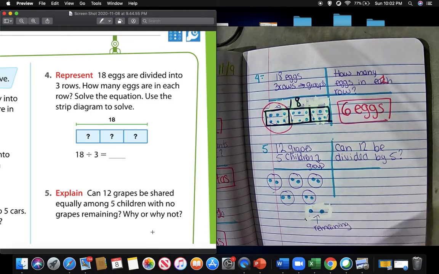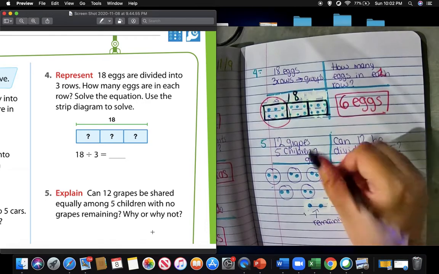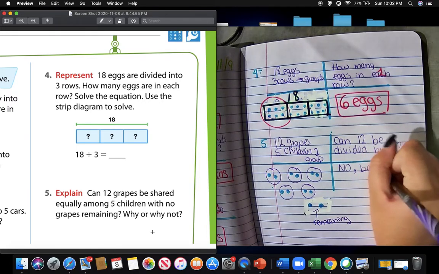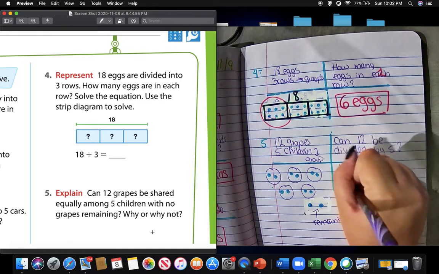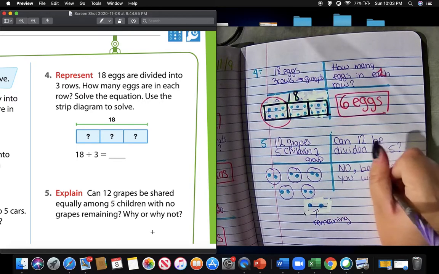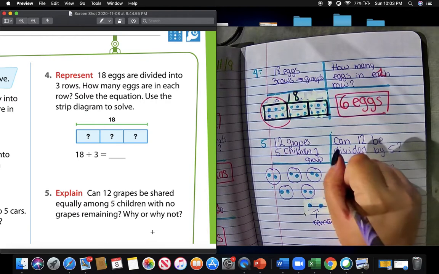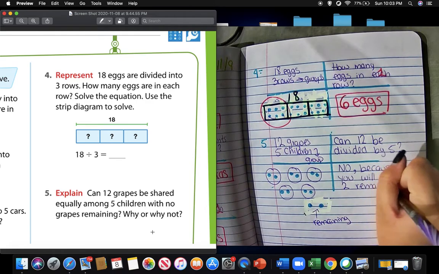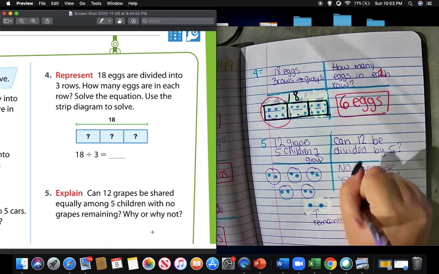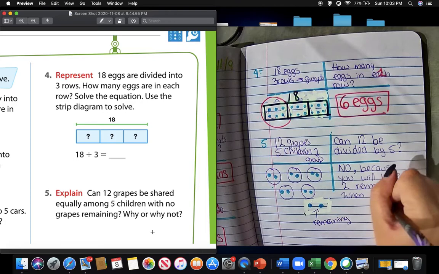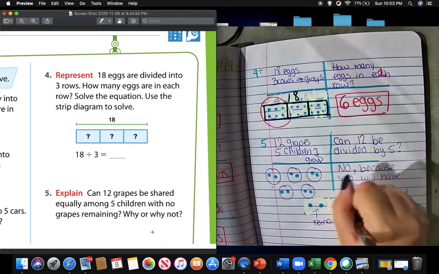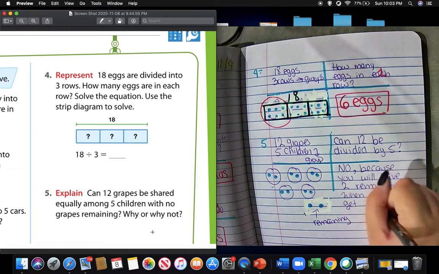So the answer to this question is no, because you will have 2 remaining when each child gets 2 grapes.